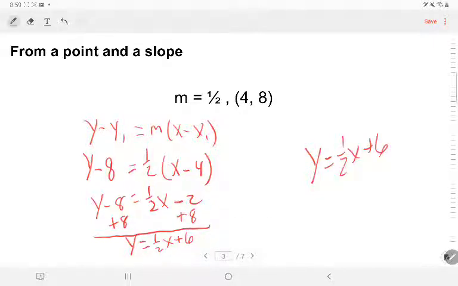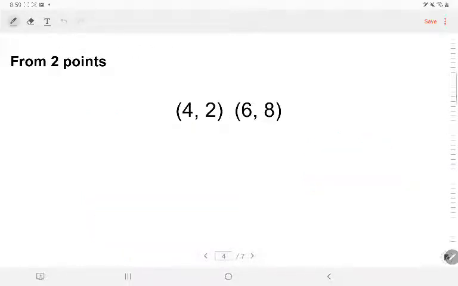Okay? So, like I said, I can do it with a slope and 1 point. How about 2 points? How can I do it with 2 points? Well, remember I got to have y equals mx plus b. So I need to find that slope, right?